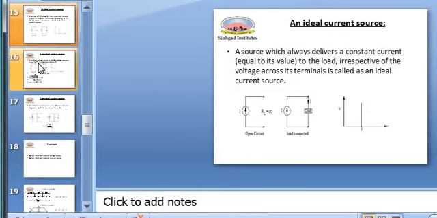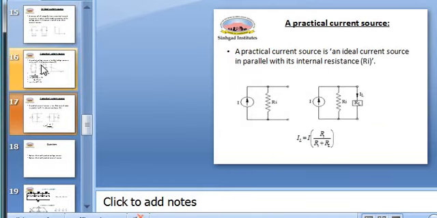The next is the practical current source. A practical current source is nothing but an ideal current source along with a parallel internal resistance. As I told you, every device has its own internal resistance. So for the current source, that internal resistance is to be shown in parallel with the current source. I is the ideal current source and Ri is the internal resistance of this current source.